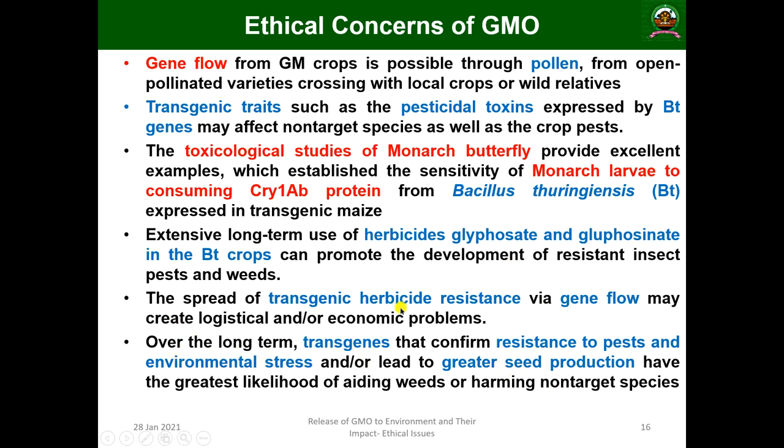Over a long time, this gene, known as the transgene, which confers resistance to pests and environmental stress and leads to greater seed production, will overgrow in a particular location and make other useful populations, the greenery or vegetation in a particular place, extinct, and the non-targeted species will be eliminated from the ecosystem.